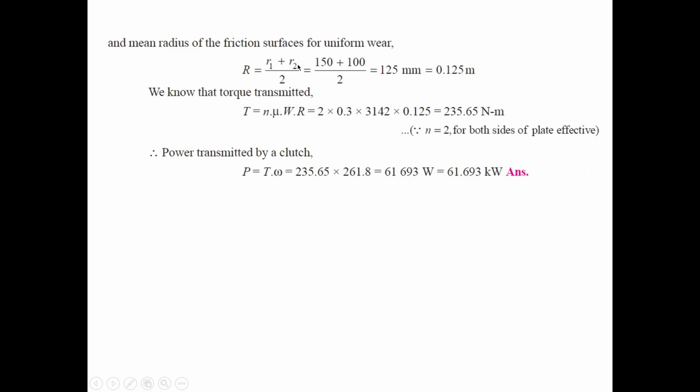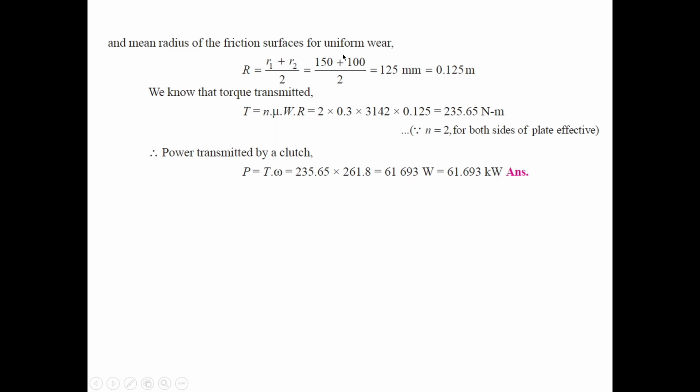These values have been given already. So by substituting all these values, we can find out the T value, and similarly, we can find out the power transmitted by the clutch. The unit for power is kilowatts, and the unit for torque is Newton meter. So the unit is very, very important for every parameter. Similarly for radius, it is meter.